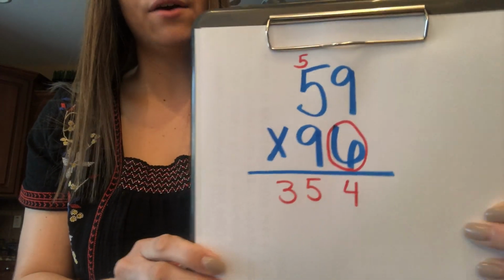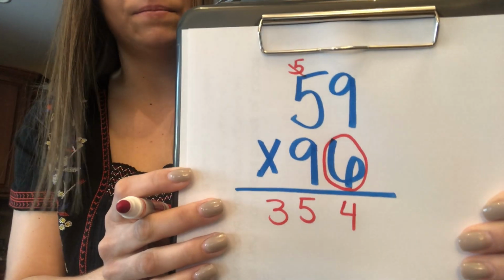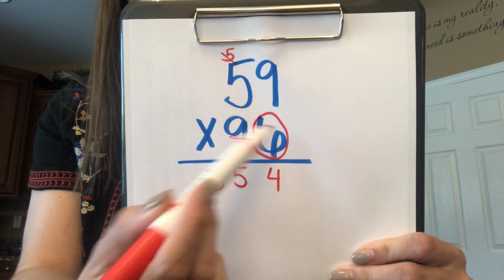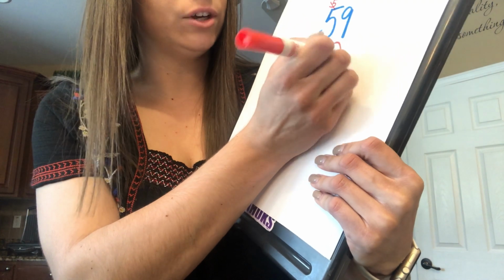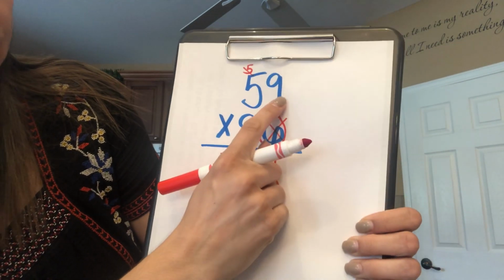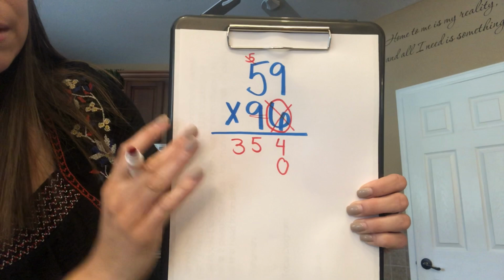What I'm going to do now is cross out my 5 because I used that already. And then what this makes this now is a 90 times 59. But I'm just going to cancel out the 0 that I've created and bring it down here. So now what I can do is take 9 times 9 in my 1's place and 9 times 5 in my 10's place, just like I did before.